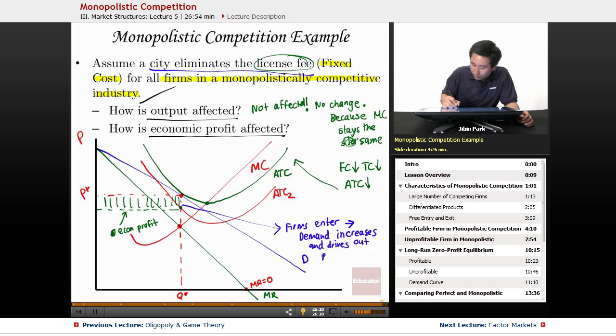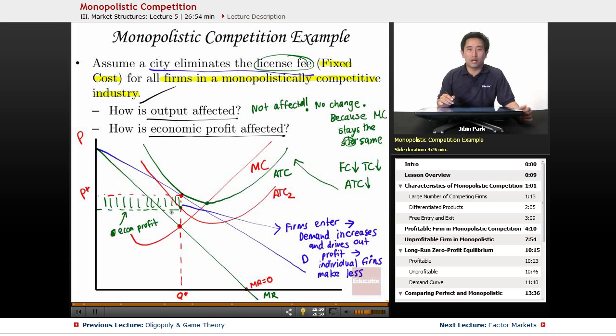How does it drive out the profit? Well, individual firms make less. So basically, this entire green shaded area is driven out by the increase in the number of firms until it reaches back to the long-run equilibrium of zero economic profit.